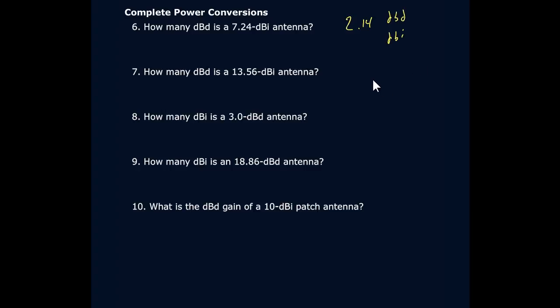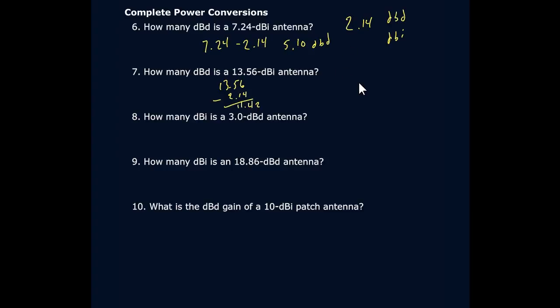So how many dBd is 7.24 dBi? 7.24, and I'm going to dB decrement, so minus 2.14 is going to give me 5.10 dBd. All right, how about dBd for 13.56 dBi? 13.56 minus the dB decrement, 2.14, so that's going to be 11.42 dBd.